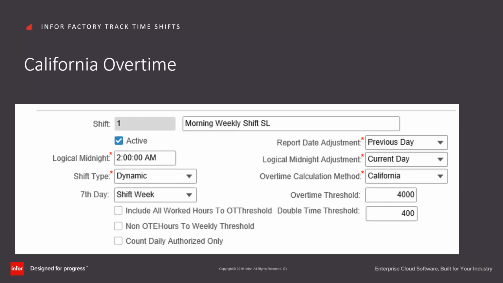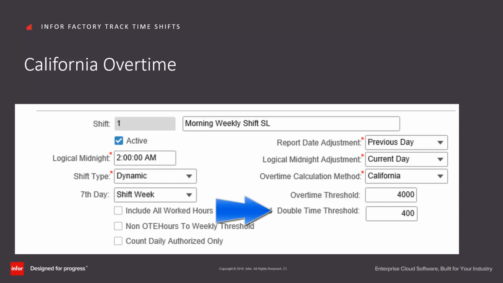The final method is the California overtime method. This is designed to give the employee the better of the daily overtime method or weekly overtime method. When the overtime calculation method is set to California, the overtime threshold and double time threshold fields activate. In the overtime threshold, enter the total number of regular hours that need to be worked in order for the week to be considered a complete week. In this case, 4,000 refers to 40 hours.